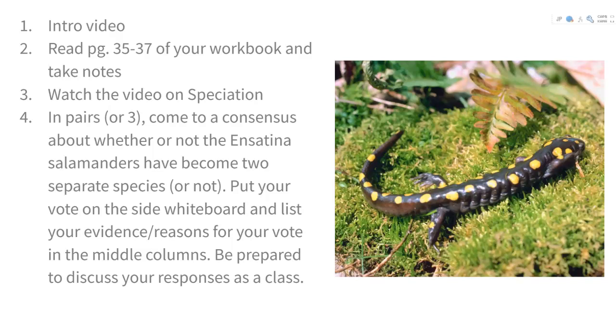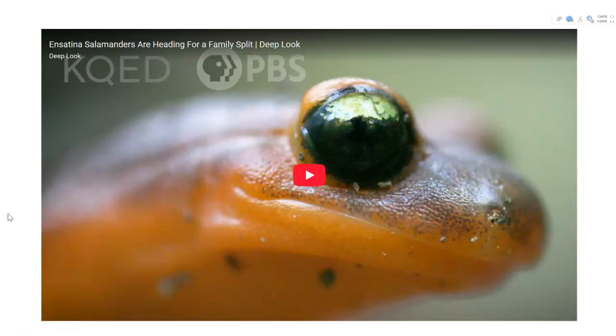In class we discussed whether these salamanders had split or not. I was actually out for some of this section, but this was the planned activity. This is the Deep Look video. If you look it up under PBS, it's called Ensatina salamanders are heading for a family split. We're not going to watch it here, but it is a good case study of some speciation that may have occurred.